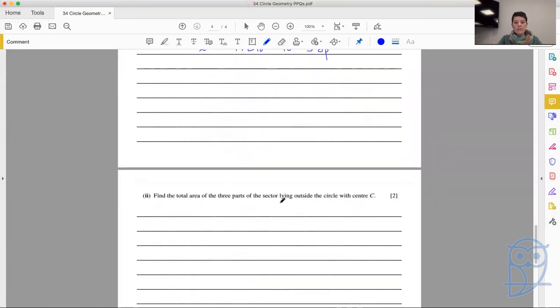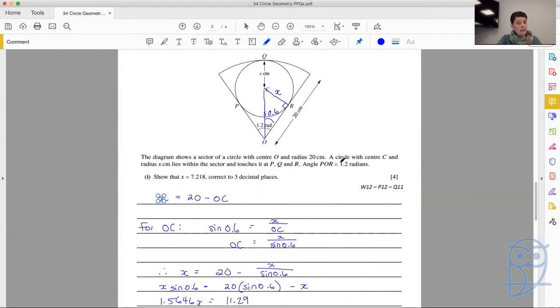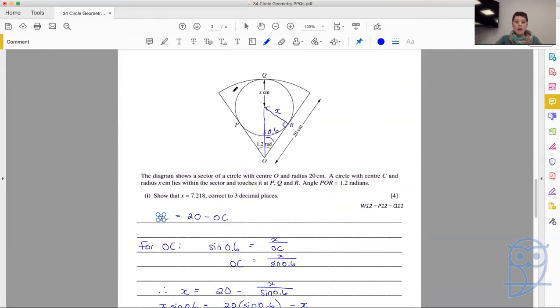Part 2 for this question asks to find the total area of the 3 parts of the sector lying outside the circle with center C. No shading in this question, but they're asking us for the area of these 3 pieces. So how do we do those? Well, if we have the whole area of the sector and we take away that circle, then we'd be left with those 3 pieces.